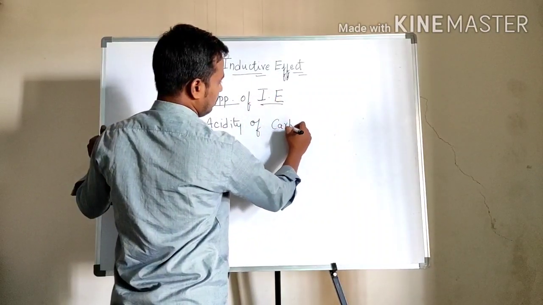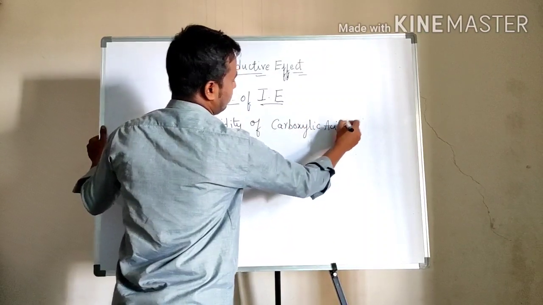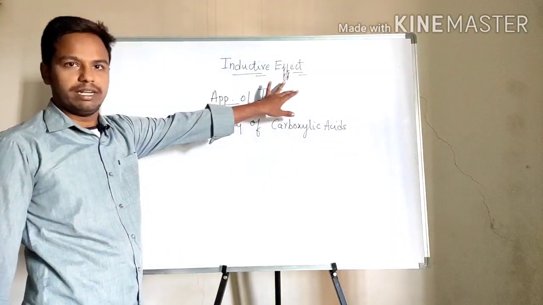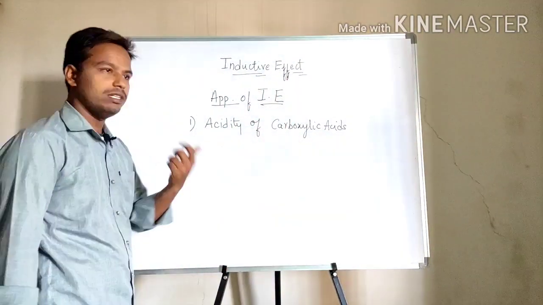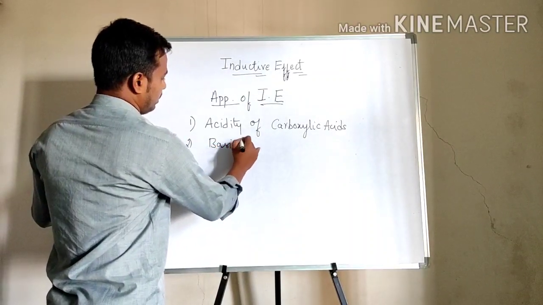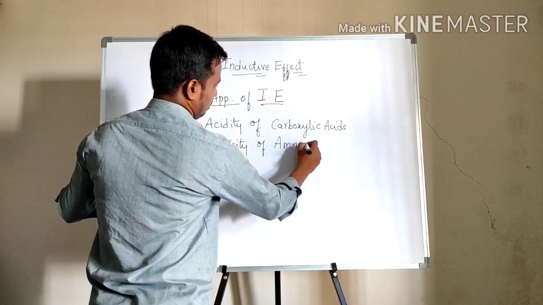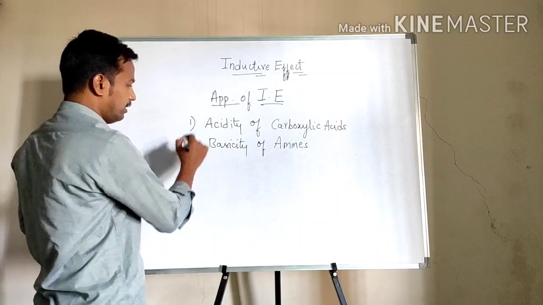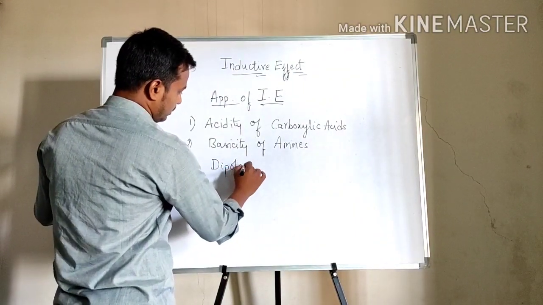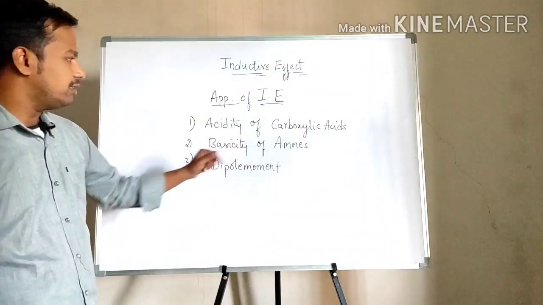Acidity of carboxylic acids we need to discuss, the effect of inductiveness on the acidity of carboxylic acids. Next one is basicity of amines, or amine, you can call it either way. Third one is dipole moment. We need to discuss these three things.